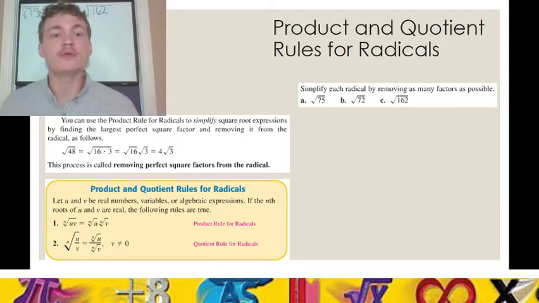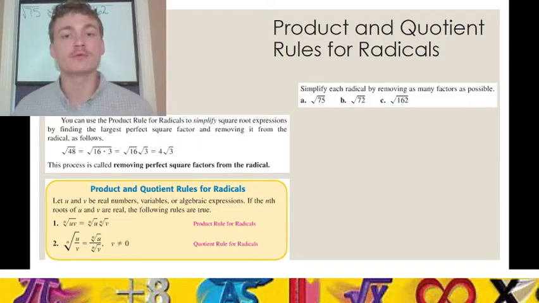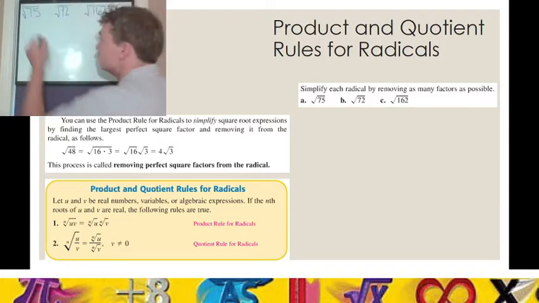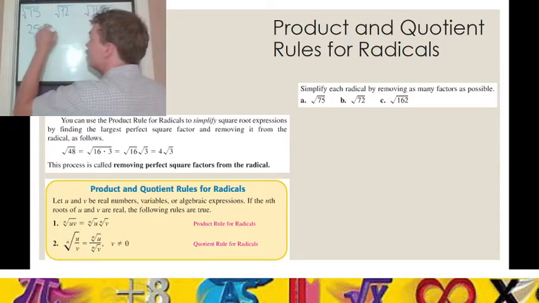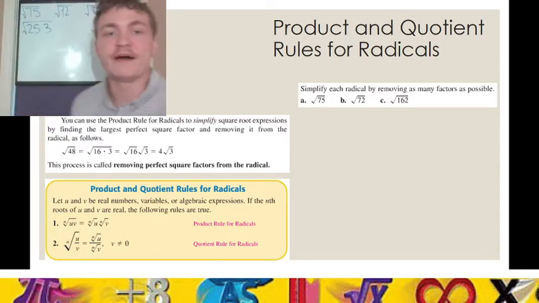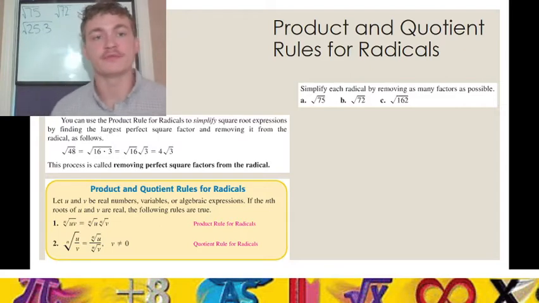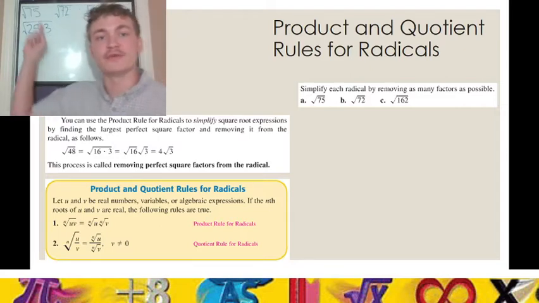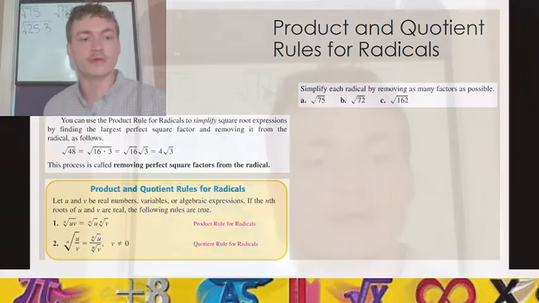For part A, we can rewrite 75 using our product rule because 75 can be rewritten as the product of 25 times 3. This is a true statement. 25 times 3 is in fact 75. We'll go to the full view here.